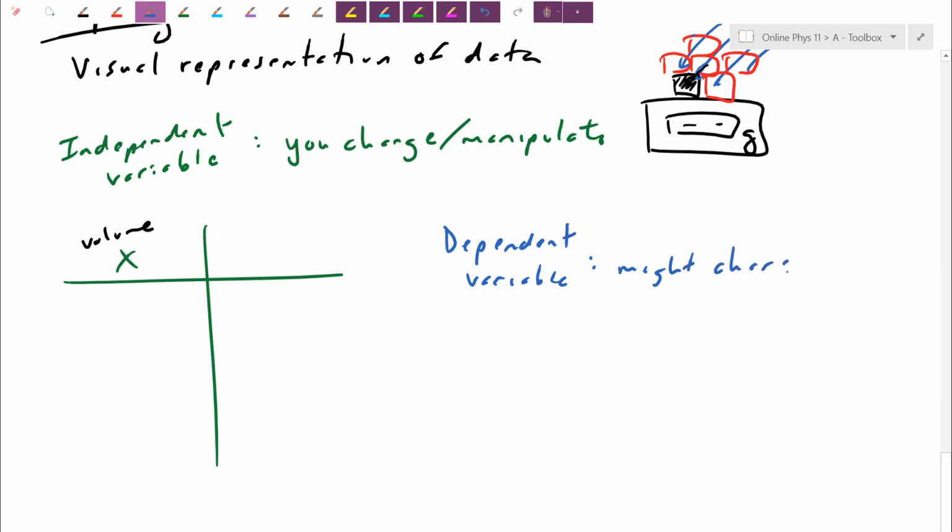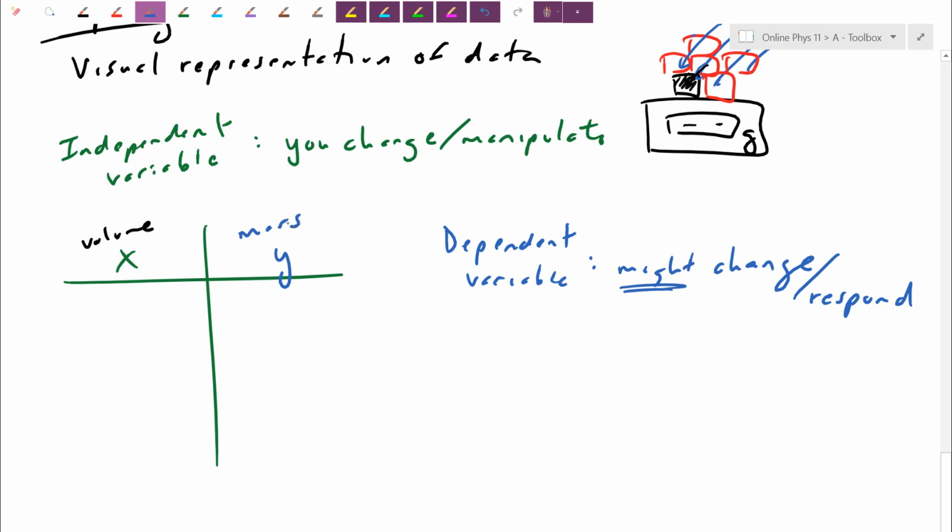It's totally possible the two variables that I picked actually don't have any relationship. It could be no relationship. That's why I'm using this terminology: it might change, it might respond. It might alter depending on what I did to the volume. The dependent variable is going to be the y, and in this case it is going to be your mass.